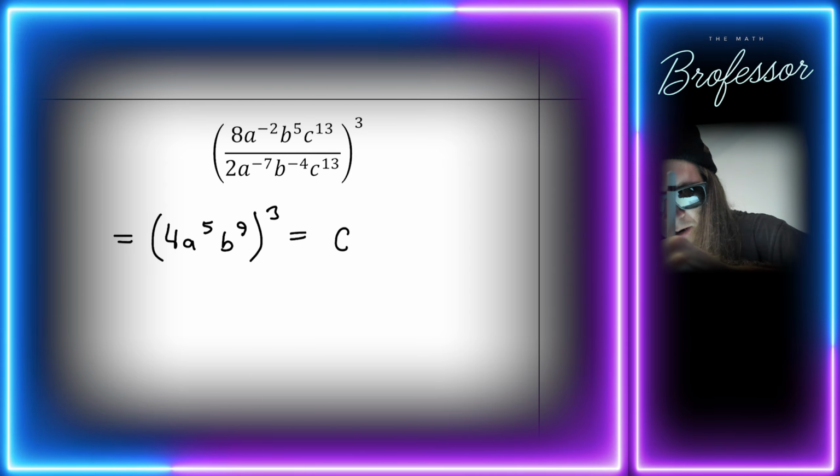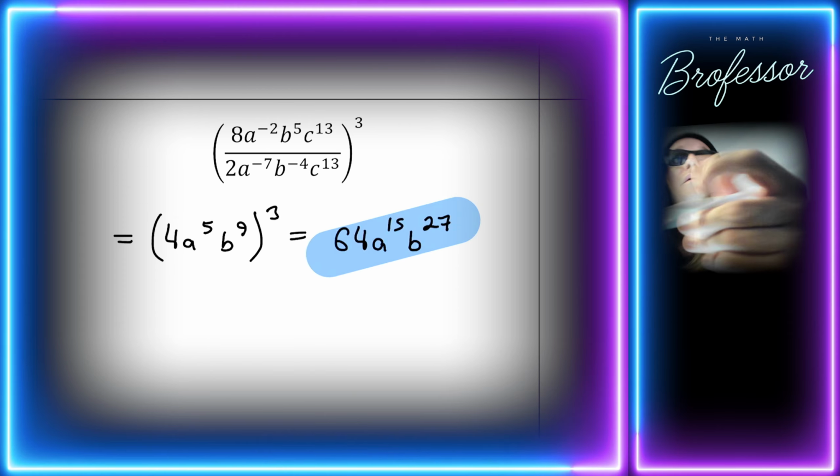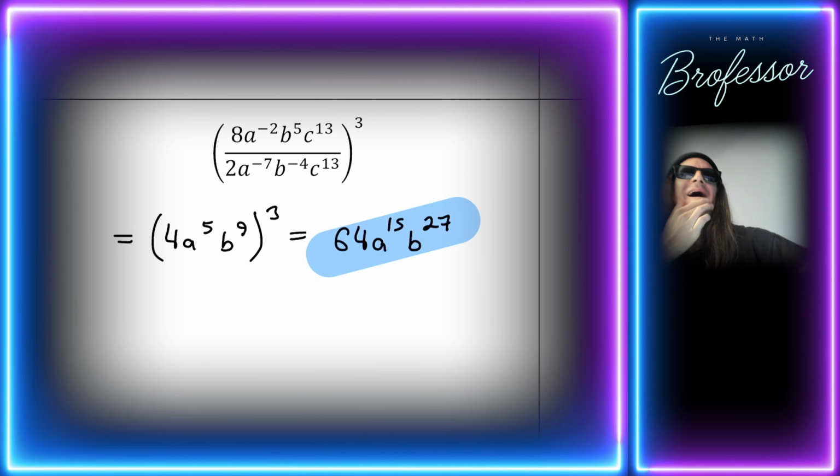4 to the 3rd power is 64. Multiply the exponents. Ah, there you go. That was it. 4, 5, 9. Cancel. Yeah, good.